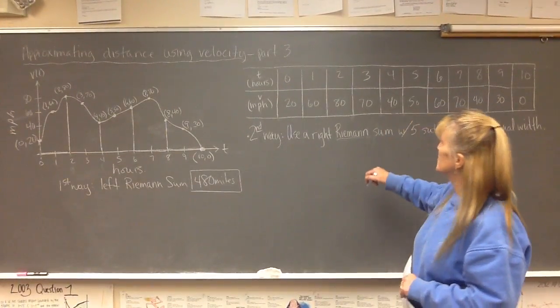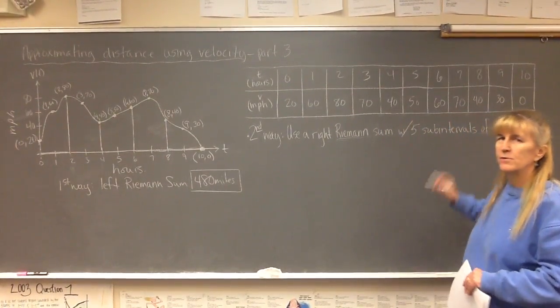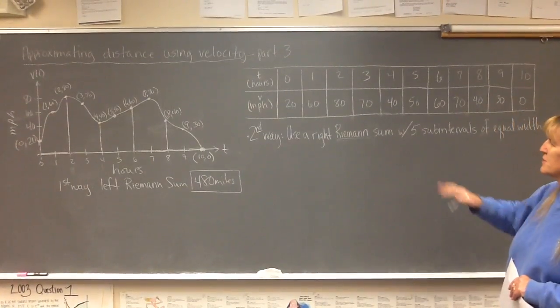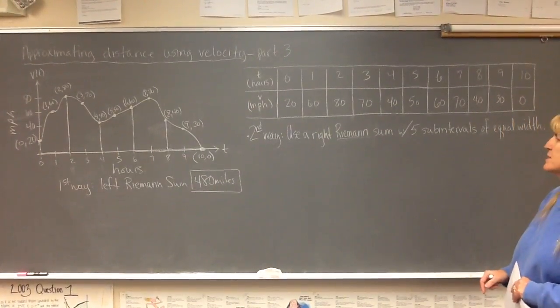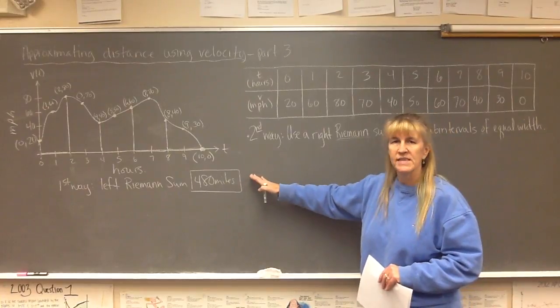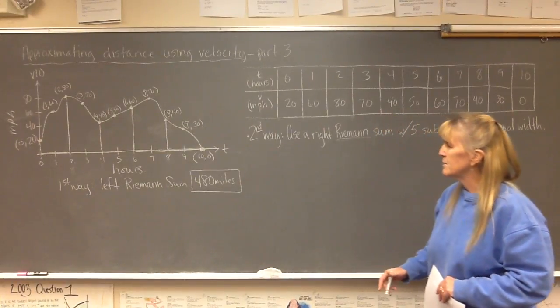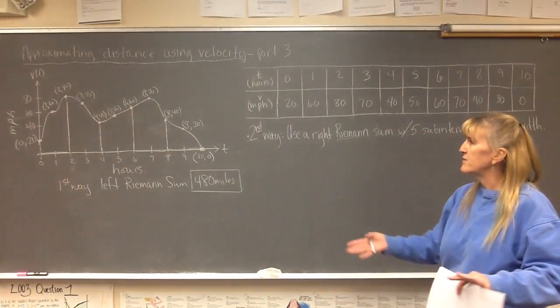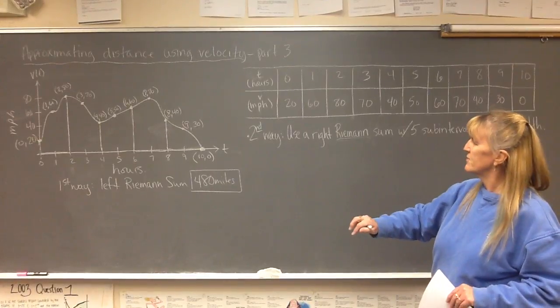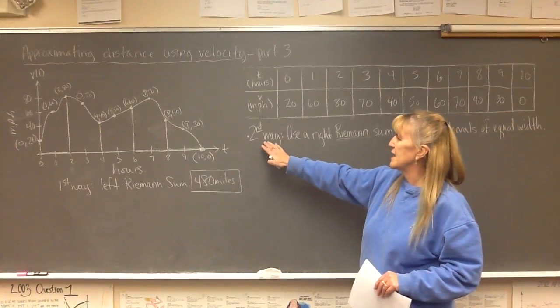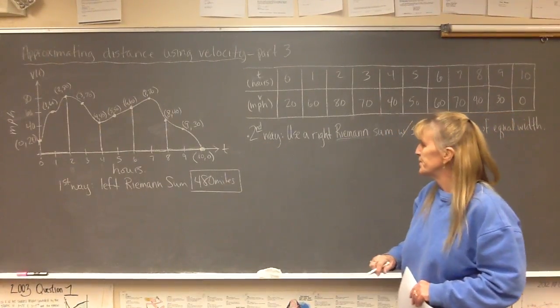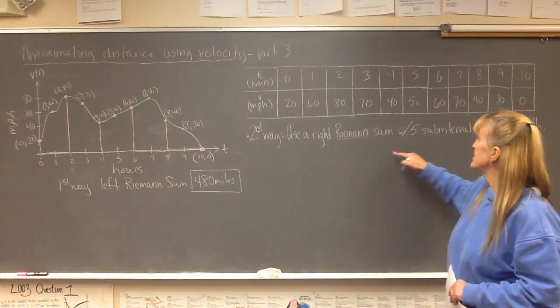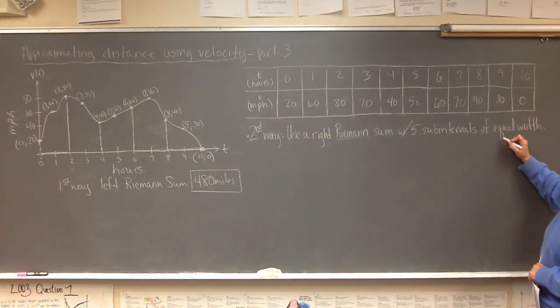We just finished doing the left Riemann sum of 5 equal subintervals, and now we're going to do the right Riemann sum with 5 subintervals. See if we get something a little bit different than 480. I'm not saying it'll be more or less. It might even be the same, but chances are it'll be different. So this is our second out of 4 different ways I'm going to show you. Okay, using a right Riemann sum with 5 subintervals of equal length.